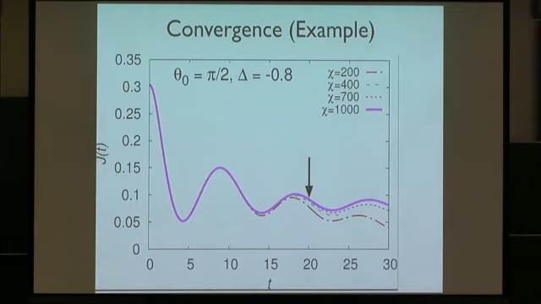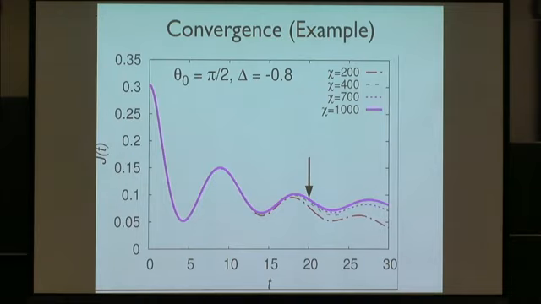So this is just a sample calculation. Delta is minus 0.8. Delta is defined such that a negative value means antiferromagnetic XXZ, or repulsive interaction. And the initial value of theta was pi half. This is for several different values of the matrix dimension chi: 200, 400, up to 1000. But let's say up to t equals 13 or so, all the results basically agree.